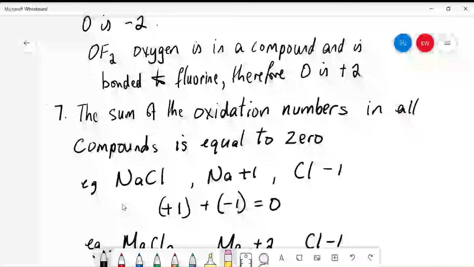So the sum of these oxidation numbers must be equal to 0. This is relevant because sometimes we will know one oxidation number and we don't know the other. But if we know they add up to 0, we can use that to determine the unknown.